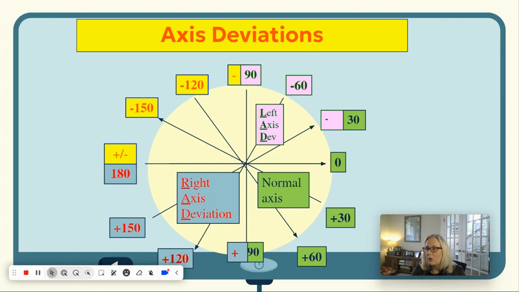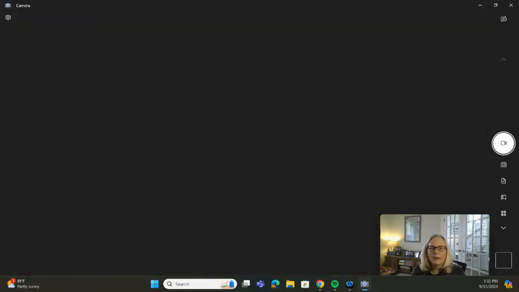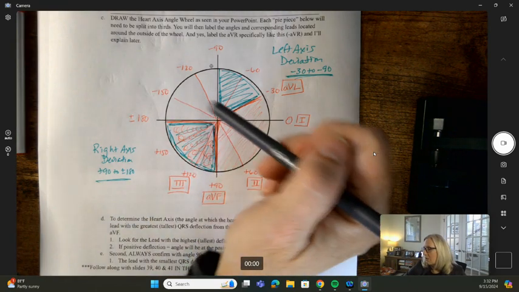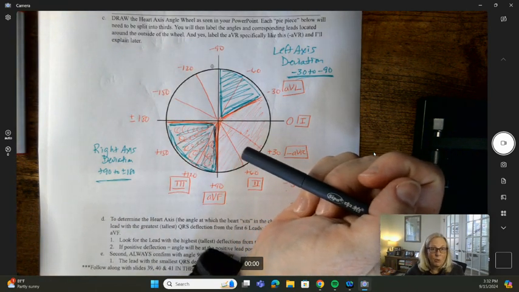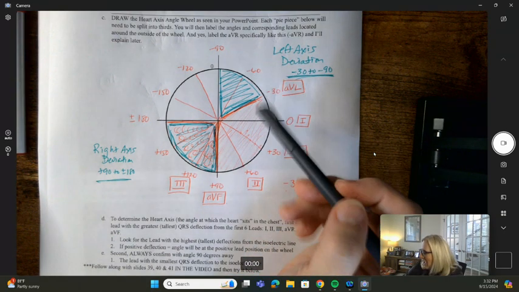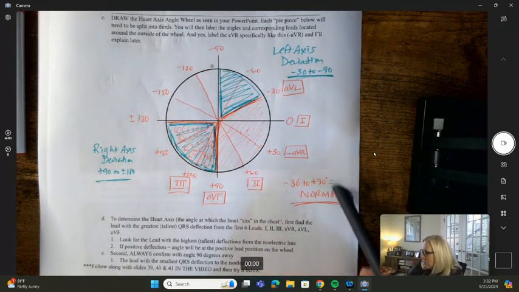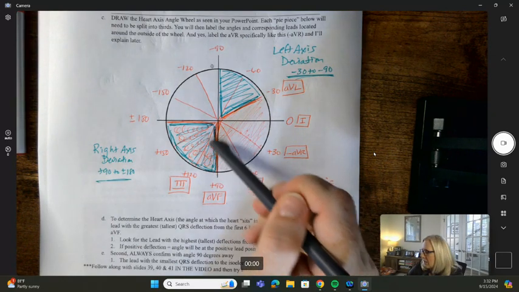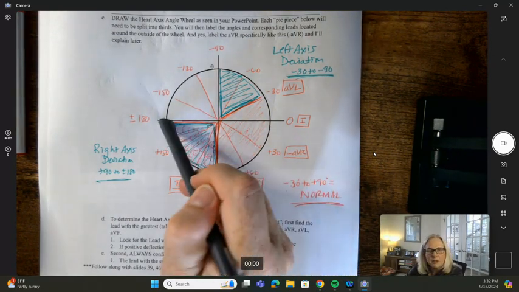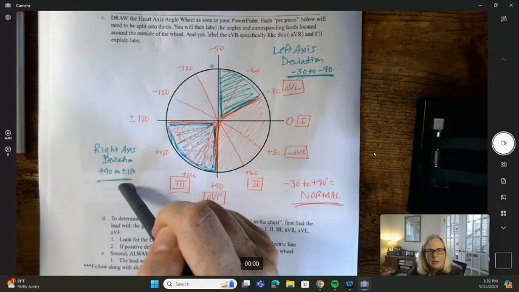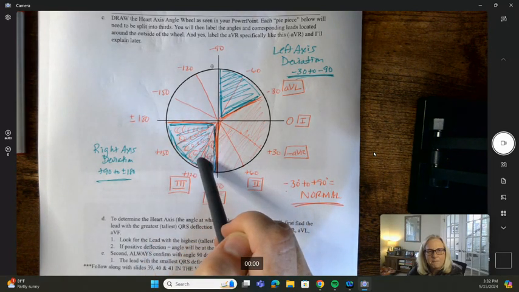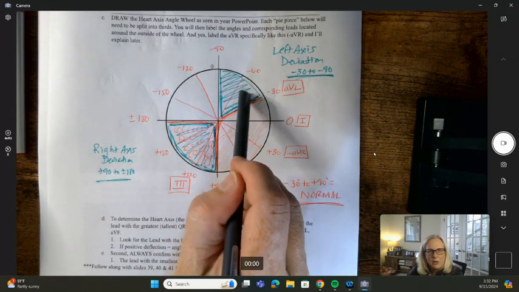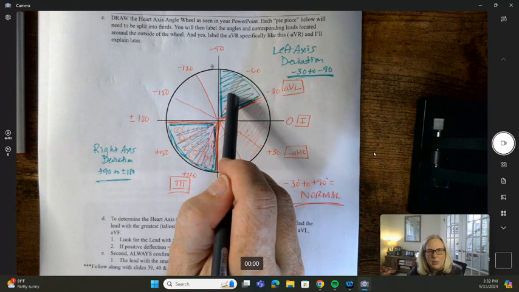I'll show you mine one more time. It's my picture. This is kind of what your notes look like. My notes are kind of messy. Hopefully you're a little bit more organized than I am today. Here's my normal axis, and I wrote it here, negative 30 to positive 90. My right axis deviation is positive 90 to plus or minus 180. Right axis deviation, I wrote it here, and I kind of colored it in separately. And then I have my left axis deviation, meaning the apex would point up here. So the apex of the heart would be kind of pointed, squished up here.